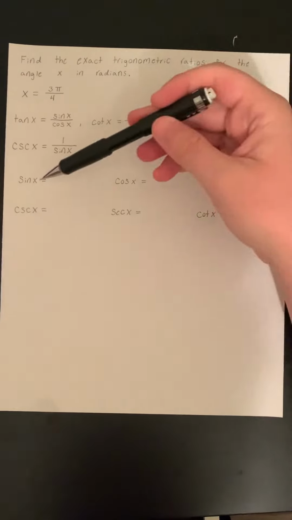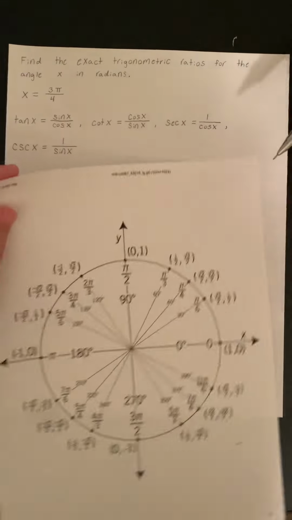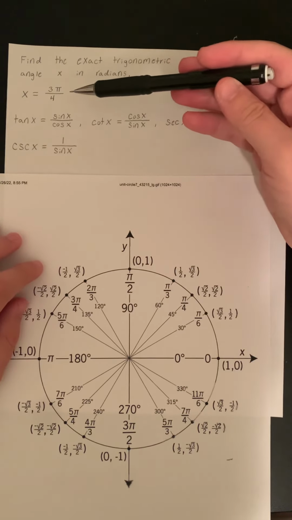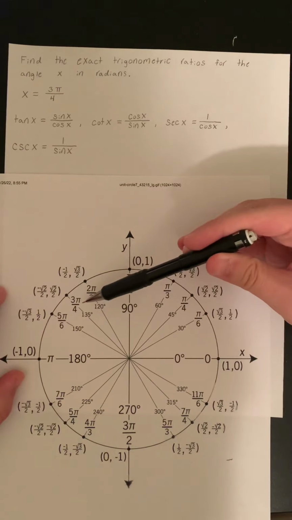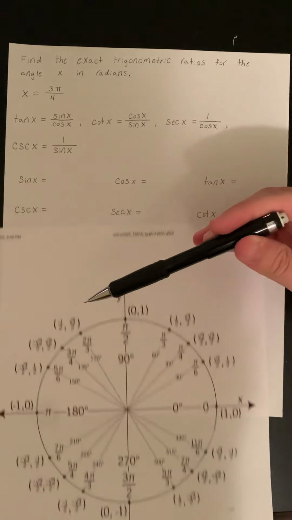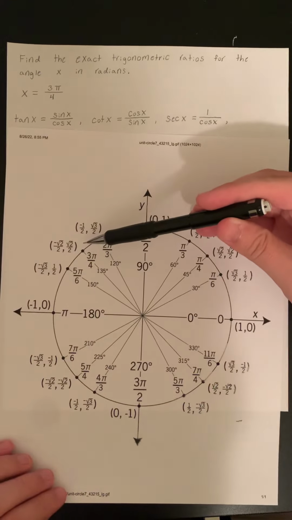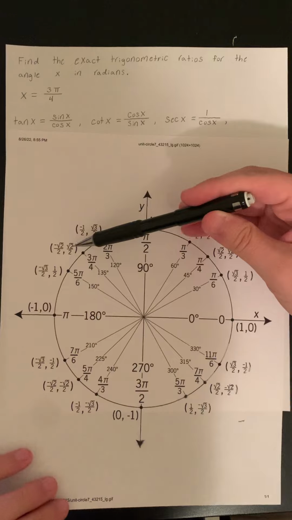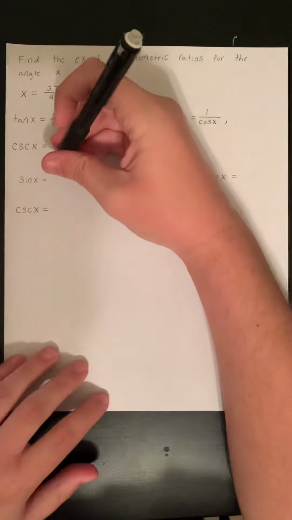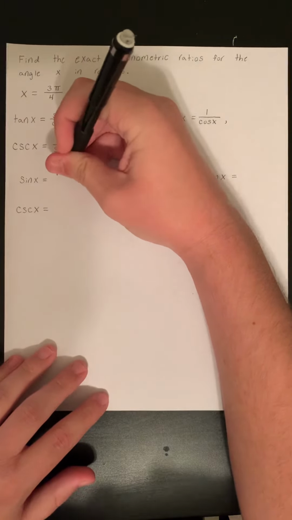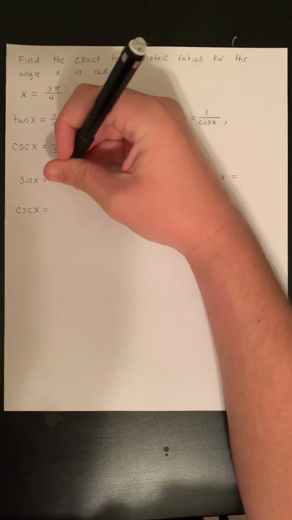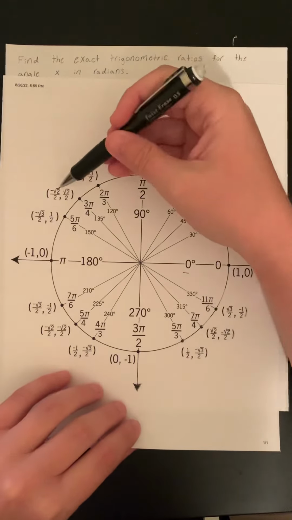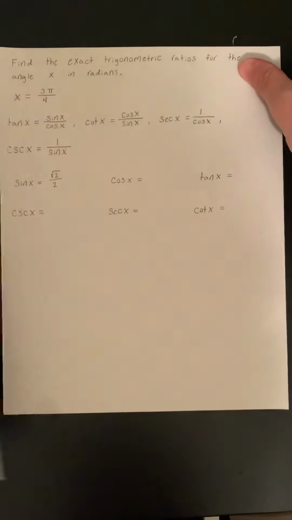So let's start with finding sine of x. So we're going to take out our unit circle and we're going to look for 3 pi over 4 on the unit circle. And we can find that right here. So for sine, for 3 pi over 4, that will be our y value, and in this case it will be the square root of 2 over 2. So let's go ahead and write that down. For cosine, it will be our x value, which is negative square root of 2 over 2.